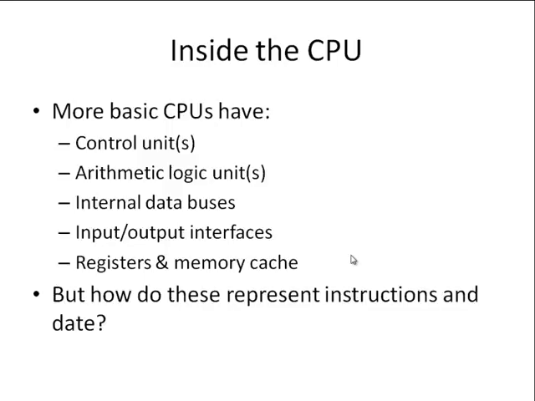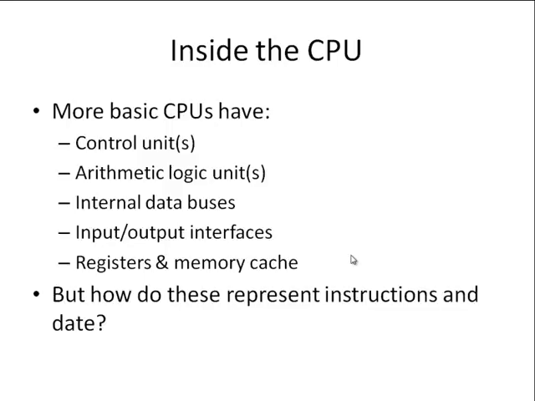So inside the CPU we do have a range of different components and pieces. We have a control unit or control units, arithmetic logic units. These are going to do adding, subtracting and a number of other operations. Some internal data buses to pass data around inside the chip, input-output interfaces, and some registers and memory cache, so places to store numbers and data that we're working with. This is not just for system on a chip designs, this is basically all CPUs will have these basic components.